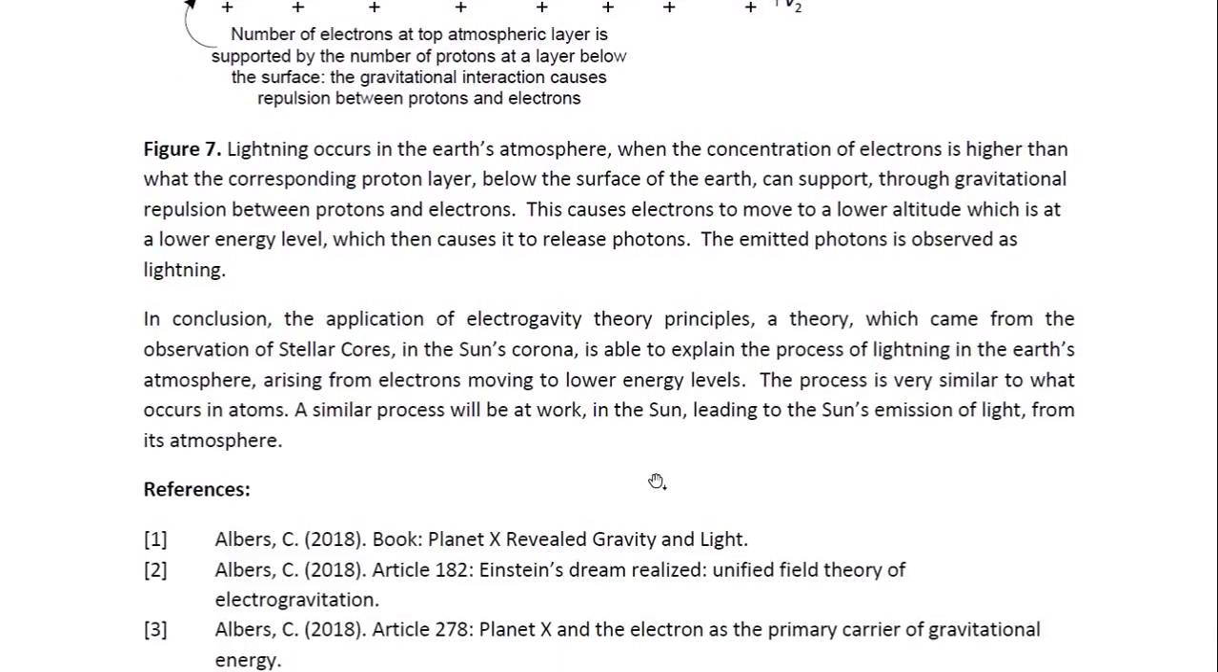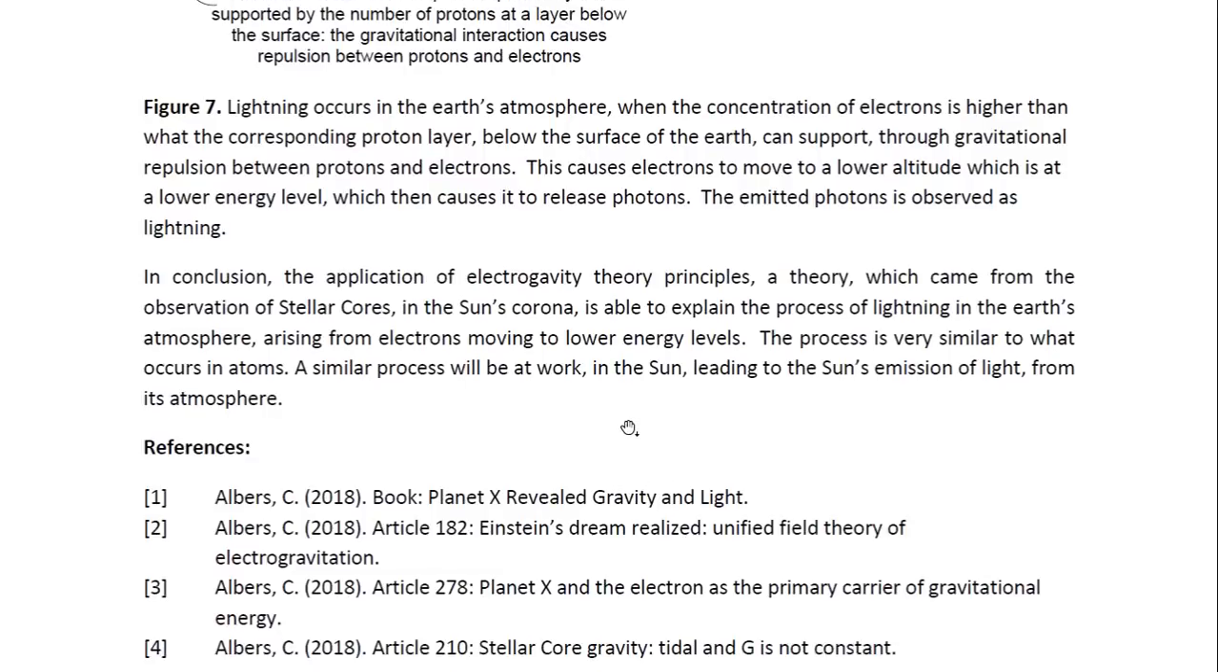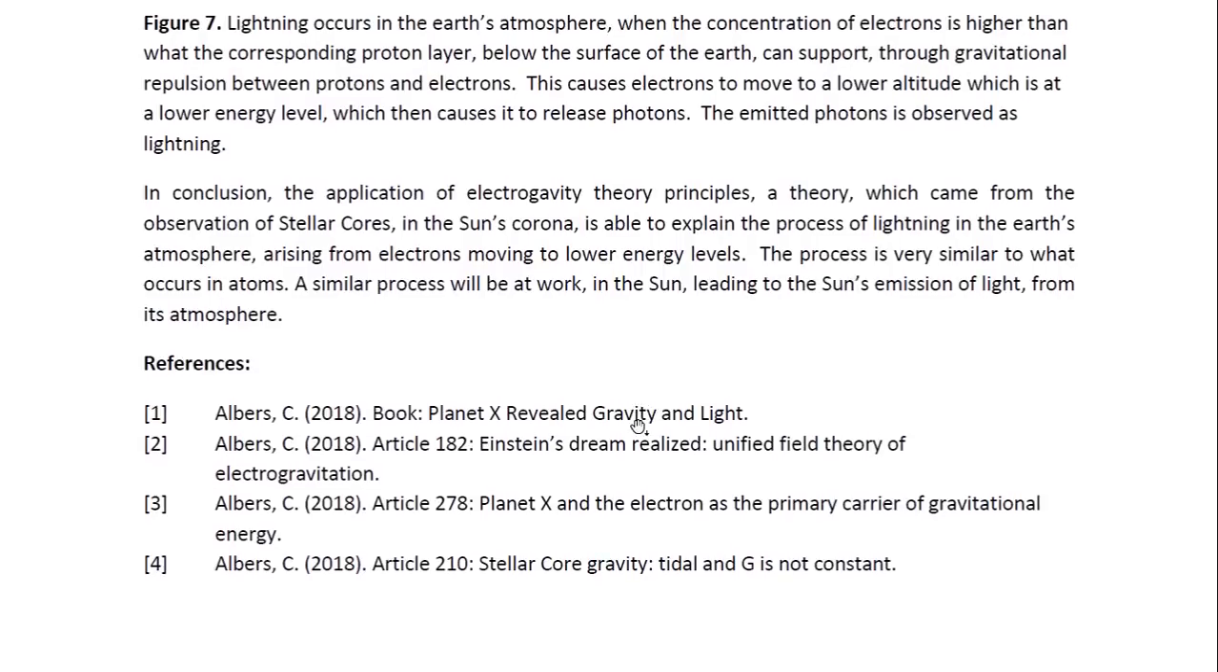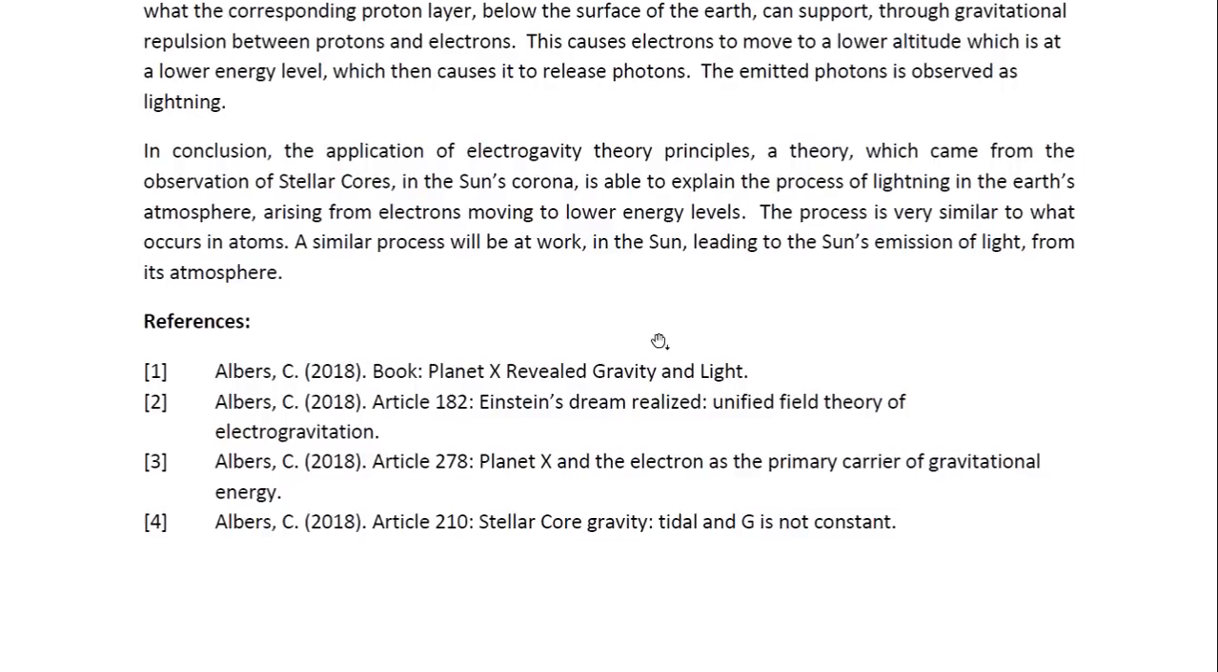So in conclusion, the application of electrogravity theory principles, a theory which came from the observation of stellar cores in the sun's corona, is able to explain the process of lightning in the Earth's atmosphere, arising from electrons moving to lower energy levels. The process is very similar to what occurs in atoms. A similar process will be at work in the sun, leading to the sun's emission of light from its atmosphere.